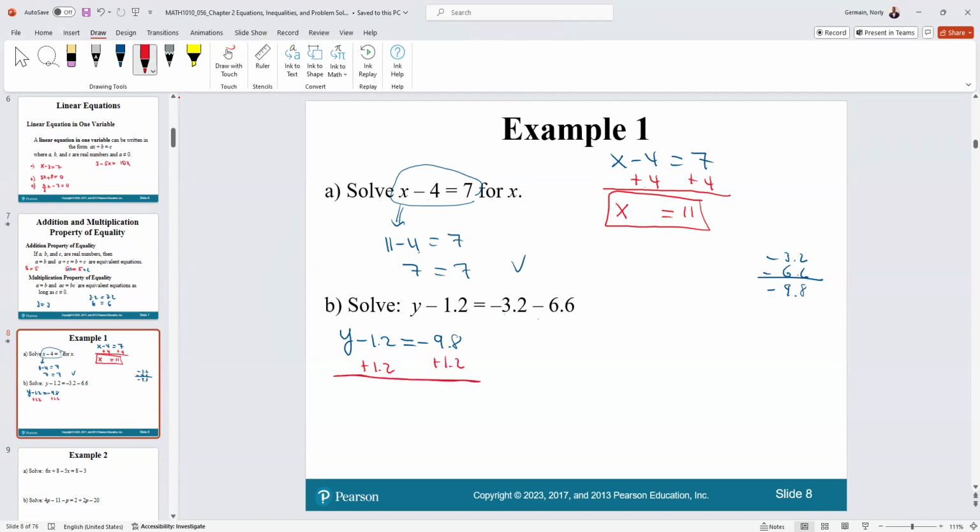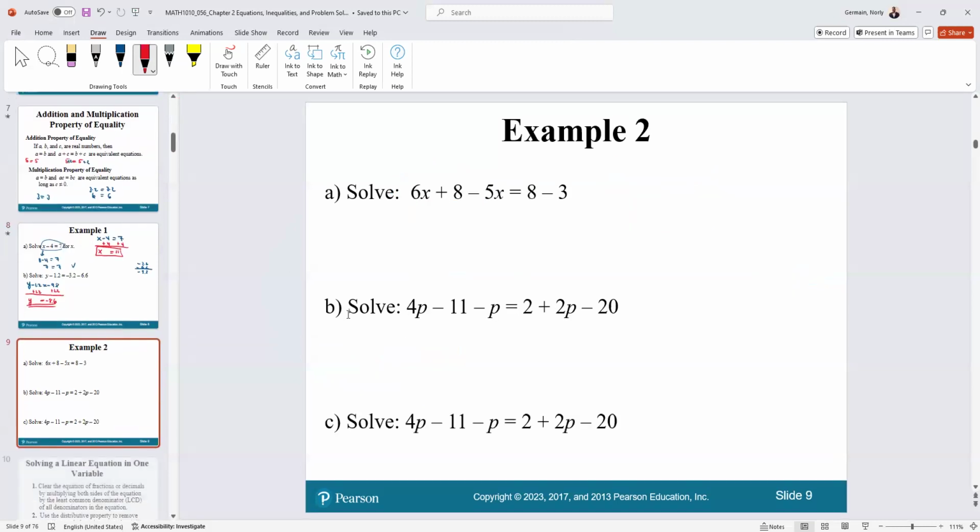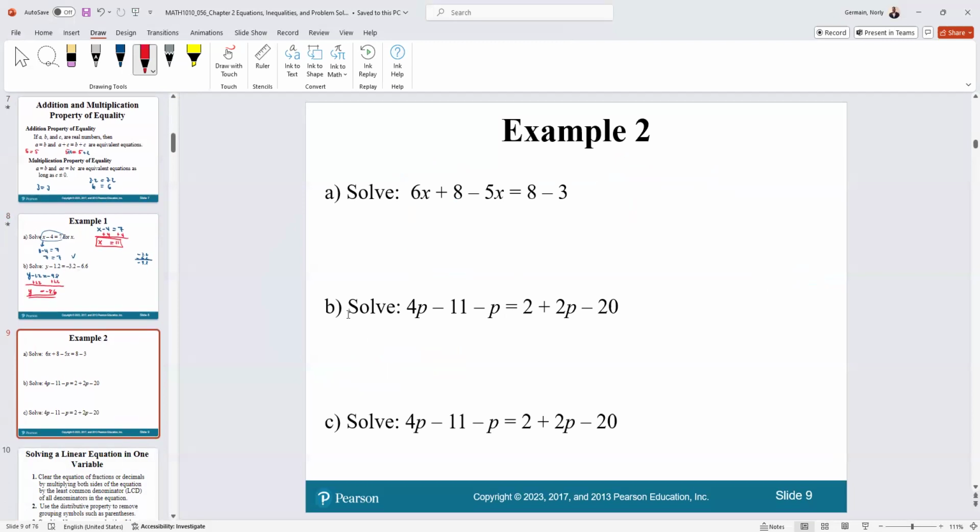So that's why when I add, I have y left on this side. Negative 1.2 plus 1.2 is gone. So we're going to have negative 9.8 plus 1.2. It gives me negative 8.6. All right, this is the answer for B. We're going to just continue with some of the examples. We have plenty of examples here.